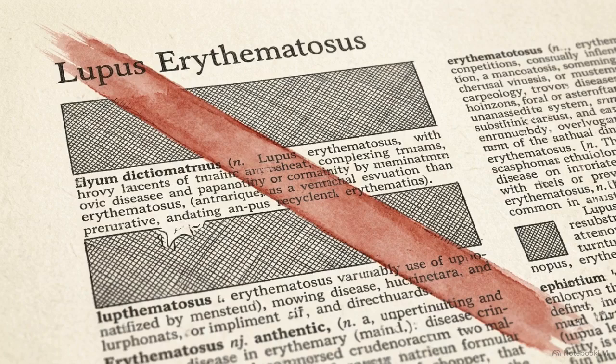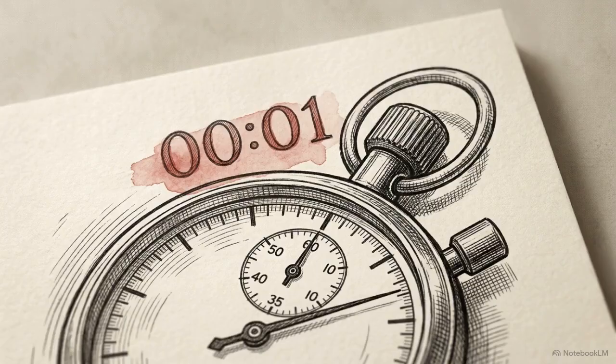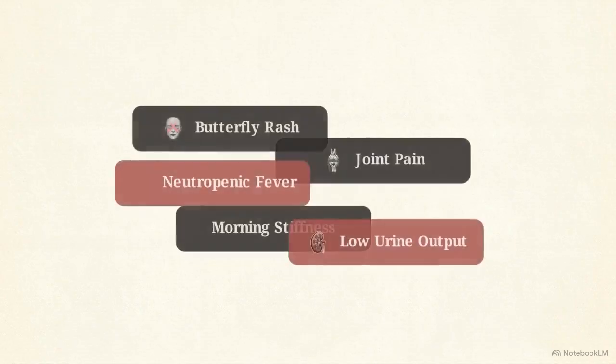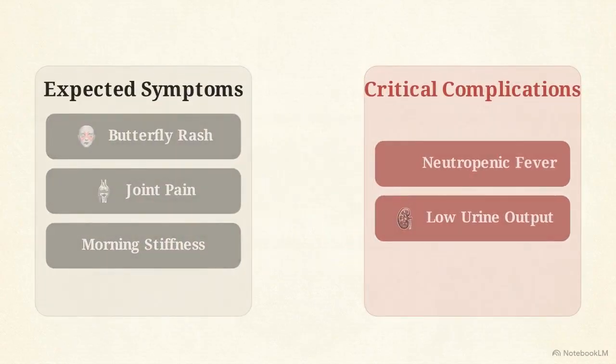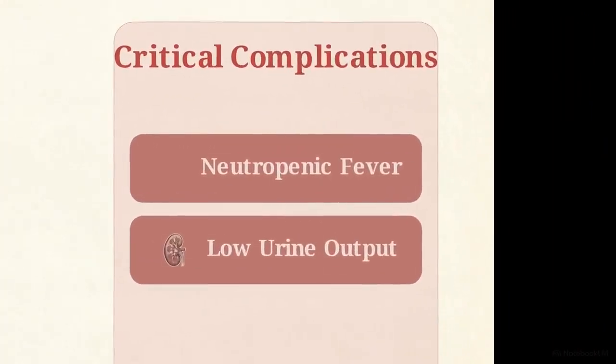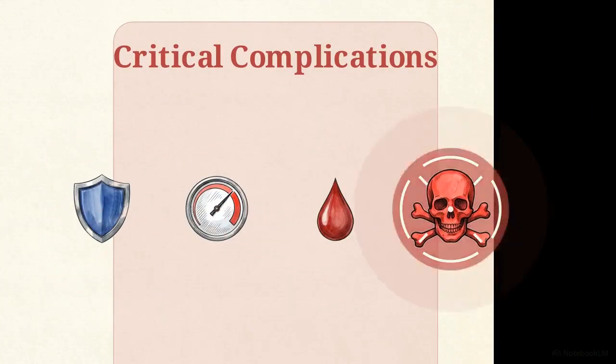Nursing exams don't care if you can recite the dictionary definition of a disease. They want to know if you can look at a patient's chart, filter through a dozen different symptoms, and identify exactly what is actively killing them right now. To do that, you have to separate expected, non-lethal symptoms from critical complications. You have to look past the obvious distractions to find the lethal anomaly.